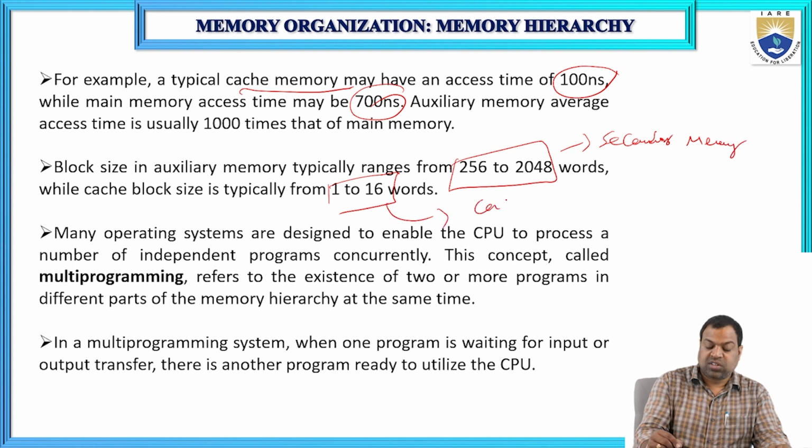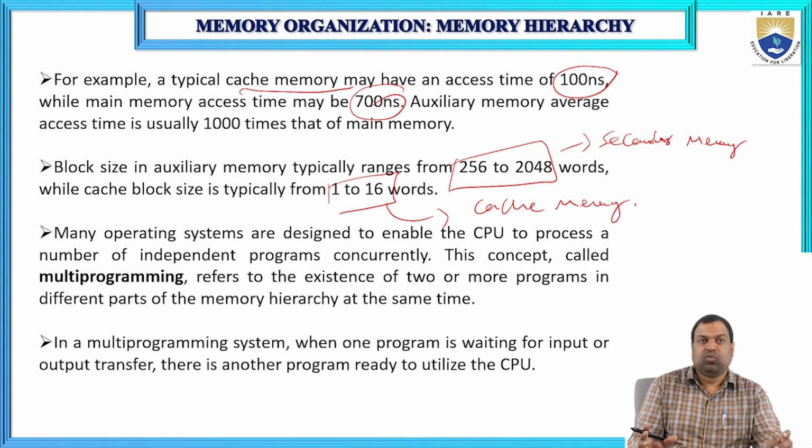1 to 16 for cache memory. It is a drawback. Less memory occupying, but more memory occupying to transfer.